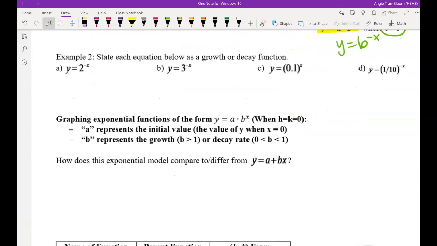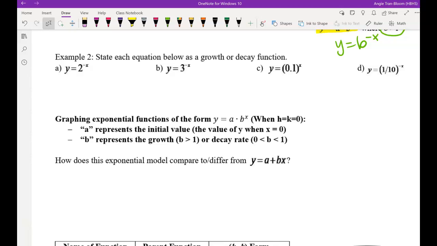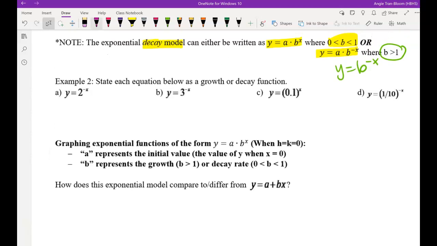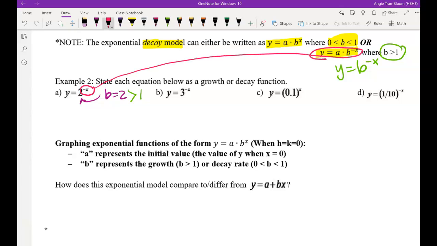Number 2. State each equation below as a growth or decay function, okay? Remember, pay attention to the exponent as well. So for this one right here, your base is 2, b equals 2, which is definitely bigger than 1, but your exponent is negative. So that brings us to this little dude, right? Because your exponent is negative and your b is bigger than 1, this is going to be a decay graph.